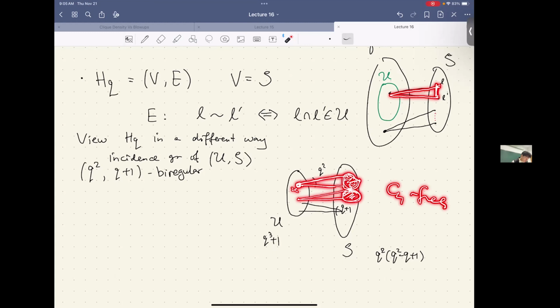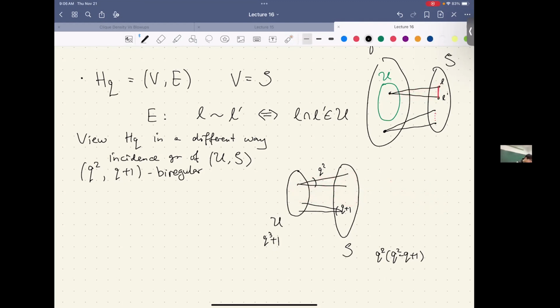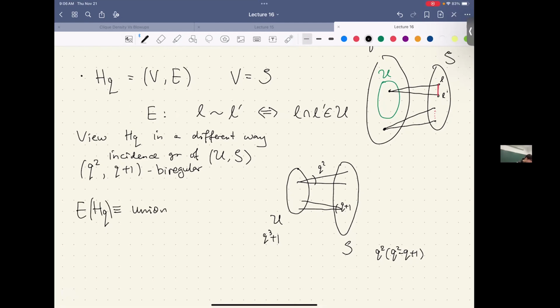There's a unique line going through these two points. So they are edge destroying also. Let me write it down. The edge set of HQ is the same as the union of edge destroying cliques KQ squared. This neighborhood is KQ squared.